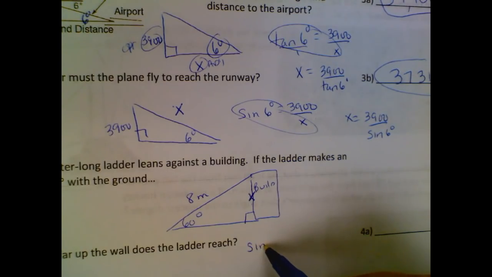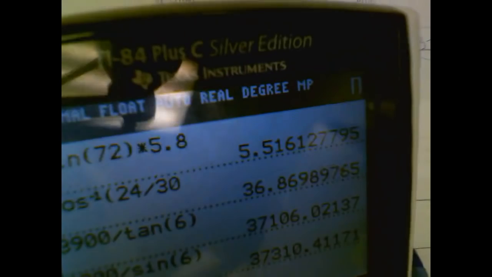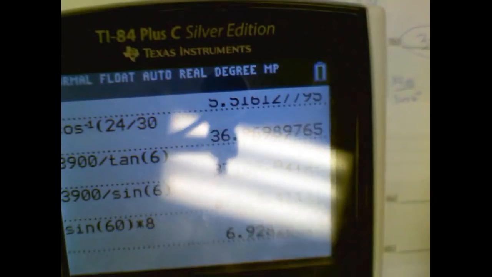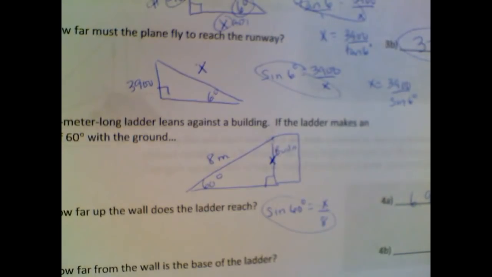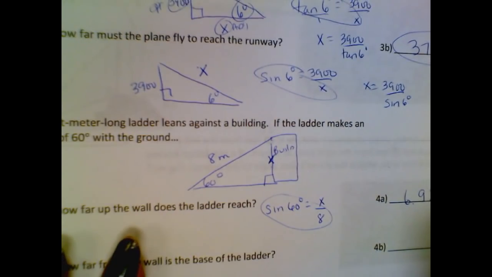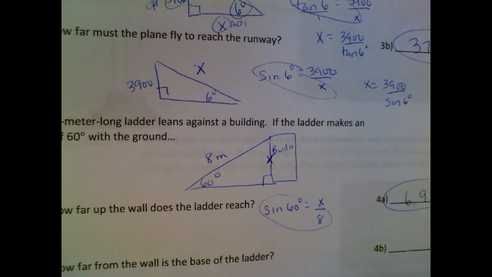So you're going to say sine of 60 is opposite x over hypotenuse 8. So we're just going to cross multiply, and get 6.93 meters.